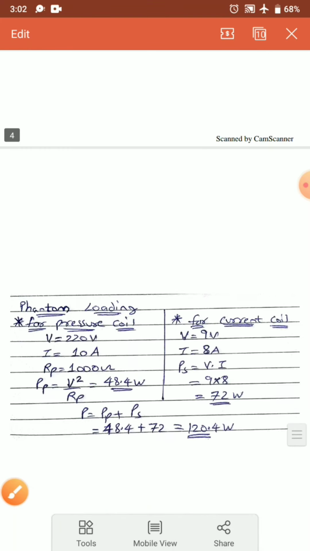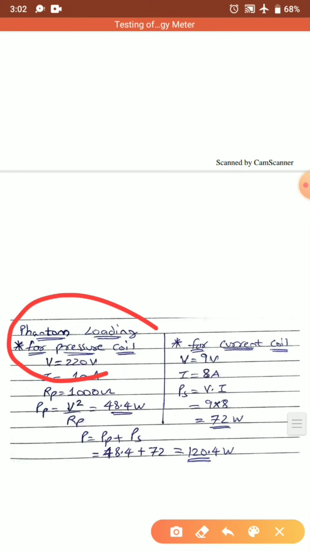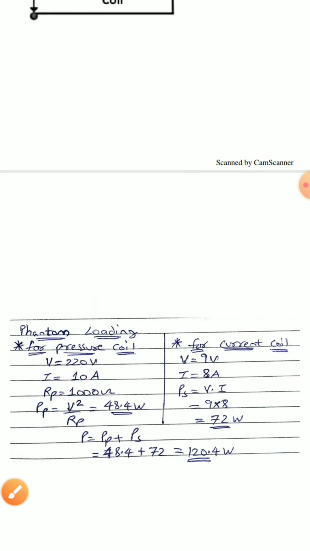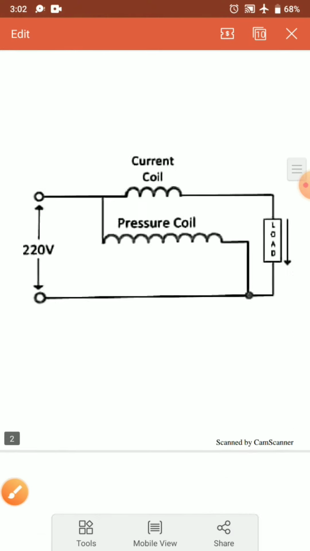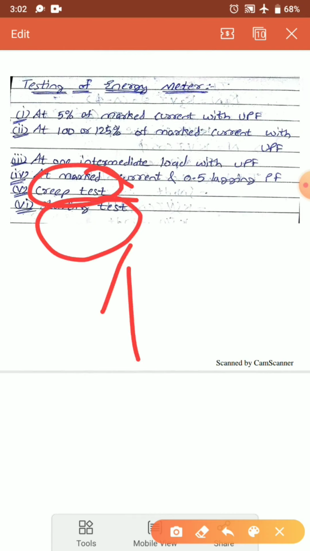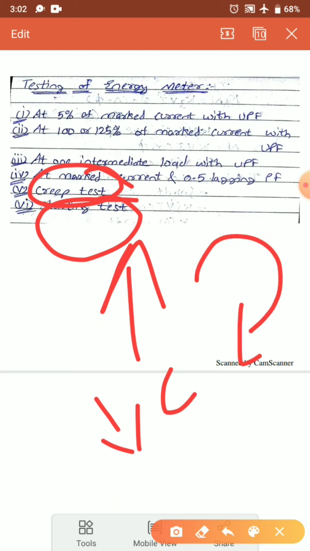Also we have a technique called phantom loading. When using phantom loading, the amount of power required for undertaking the test is drastically reduced, so we can also go for phantom loading. Other than this, we also have the creep test and starting test. The starting test ensures that for very minimal values of current, will my disc start rotating or not. The creep test shows that if both the coils, pressure coil and current coil, are not energized, will the disc start rotating.